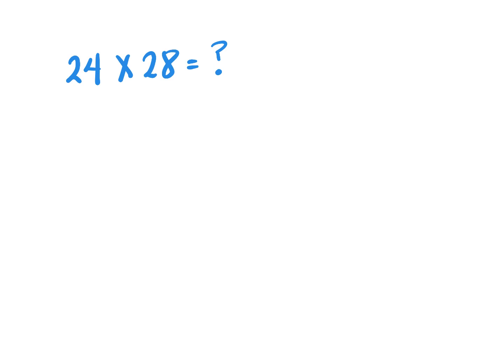What would we round 24 to? What would you round 24 to, Blaze? 20. And then what would I round 28 to, Abby? 30. Take your basic fact. 2 times 3 is 6. How many zeros do I add? 2. So 24 times 28 is about 600. Okay?